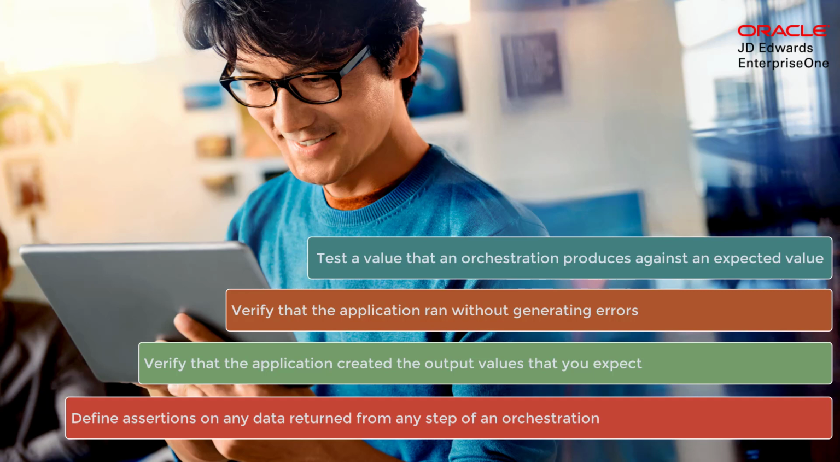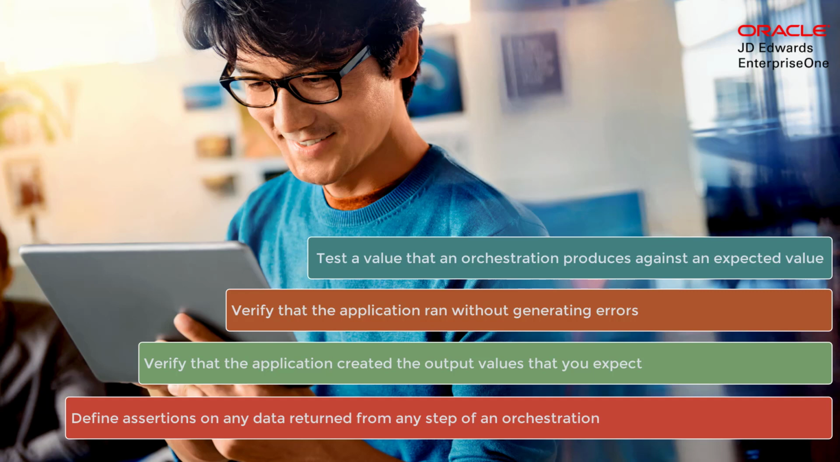Assertion is the name we give to the process wherein we test a value that an orchestration produces against an expected value. An assertion is simply a comparison between an expected value, which is stored within the orchestration, and an actual value which is generated at runtime. The expected value and the actual value are compared by operators such as equal to, greater than, less than, and so on. If the value generated at runtime passes the assertion, the test is successful.